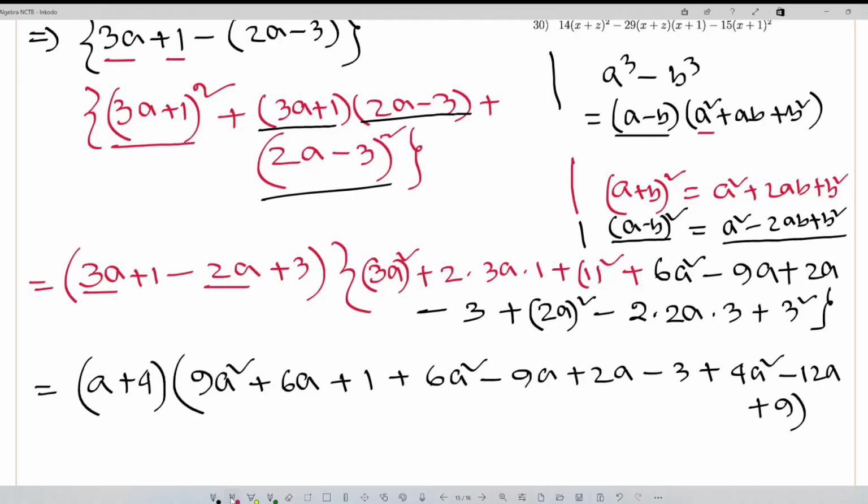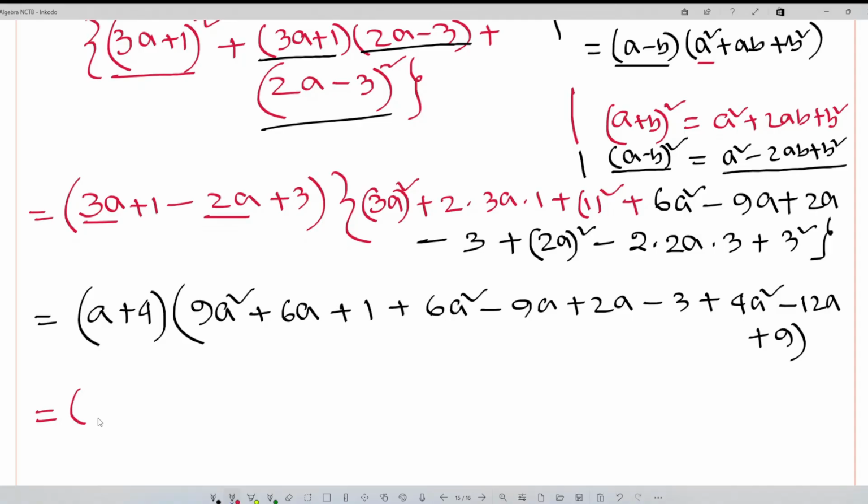Now we will segregate what we can take or what we can combine. a plus 4. Now look, 9a square, 6a square and 4a square. So 6 plus 4 is 10, 10 plus 9 is 19a square, right? Now look, here is 6a and here is minus 9a and here is 2a and here is minus 12a. So look, how many plus? 6a plus 2a, it means 8a. We can write here 8, and here is minus 9a and here is minus 12a.